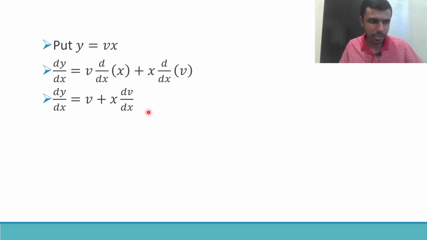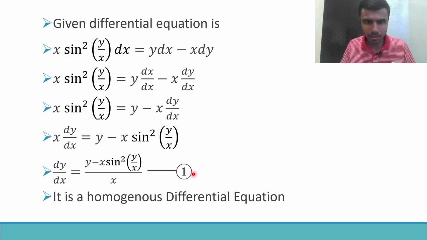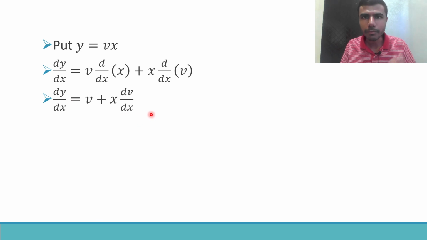Now next, in this equation which I marked as 1, in place of dy by dx I'll be putting v plus x dv by dx, which I just showed you, and wherever you see y, for example here and here, in place of y I'm going to put vx. That's what I told. I'm going to put y as vx, and in place of dy by dx I'm going to write v plus x dv by dx.